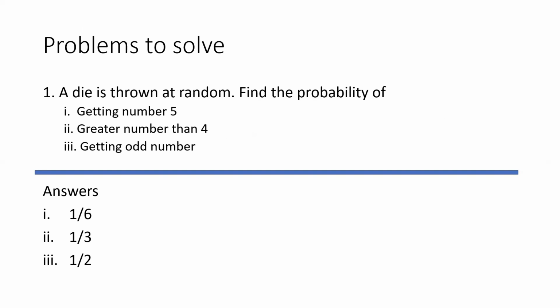A die is thrown at random. Probability of getting a 5: only one 5 can be there, so 1 by 6. Getting a number greater than 4: 5 can be there, 6 can be there. So there are two chances, 2 out of 6, that's 1 by 3.